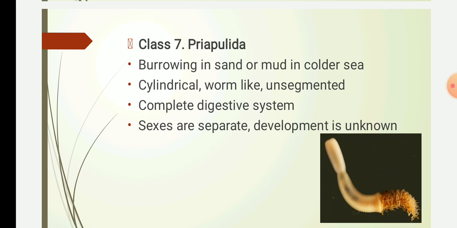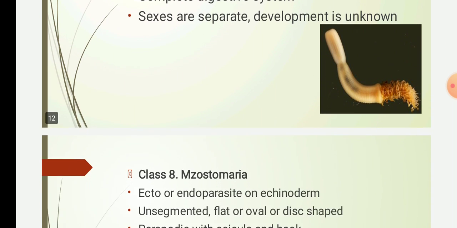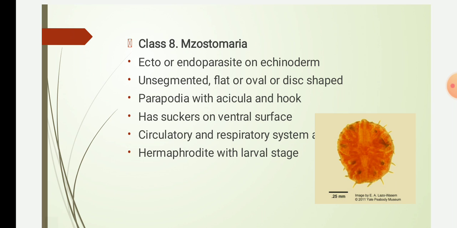The example of this Priapulida is Priapulus. Then the last class is Myzostomaria. The spelling of Myzostomaria is wrong, just note it. Please correct it.